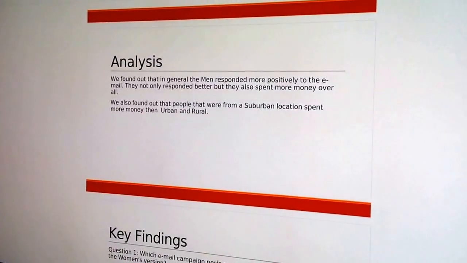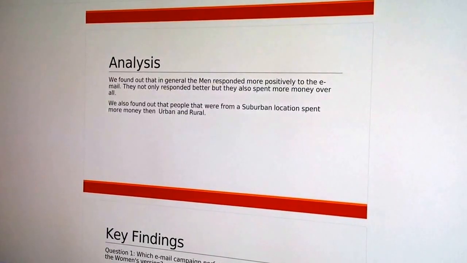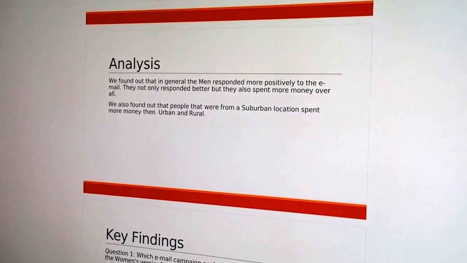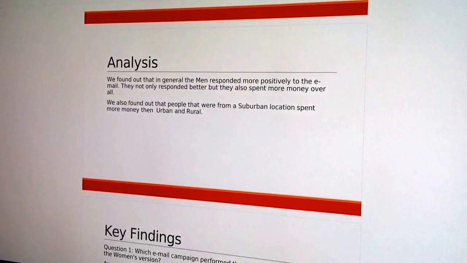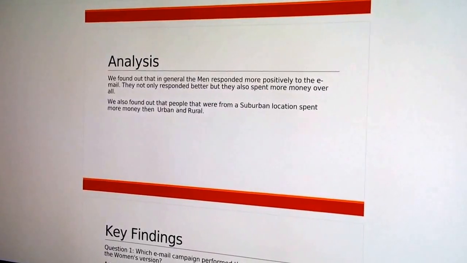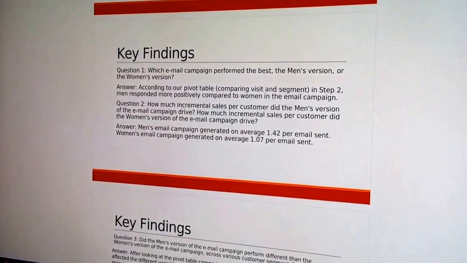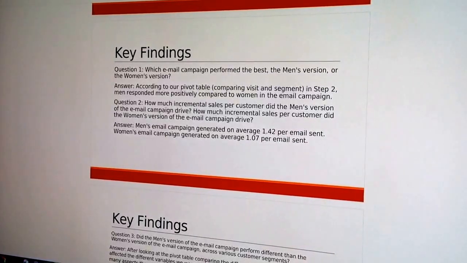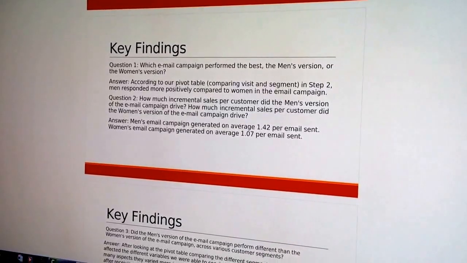So in the analysis section, we found that in general the men responded more positively to the email campaign. They not only responded better, but they also spent more money overall compared to women. We also found out that the people from the suburban locations spent more money than urban and rural. Some of the key findings throughout our questions during the project, like we said before, were that the men performed better than the women. The men's version of the email did a lot better compared to the women's.